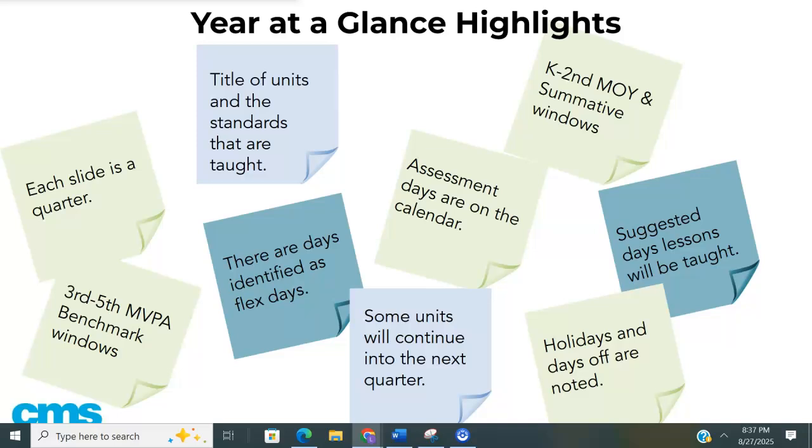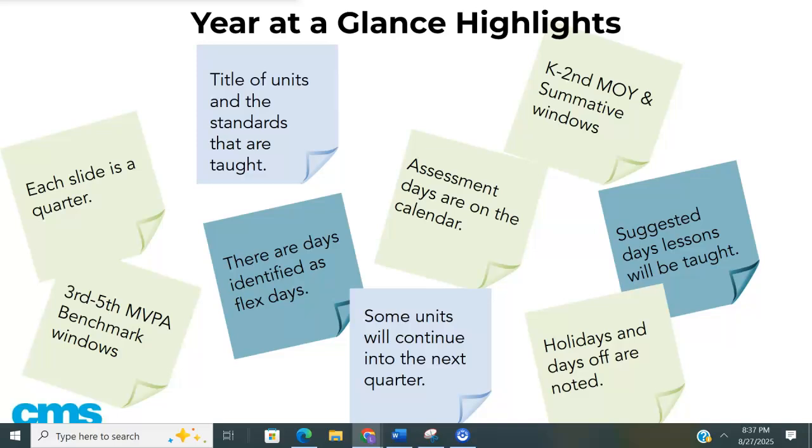Each slide represents a quarter of the school year. Holidays and breaks are identified with white cells. You can find titles of the units and standards that will be taught. There are a number of flex days in each quarter. They can be moved around based on school schedules, for example, universal screeners, assemblies, and school functions that may come up.